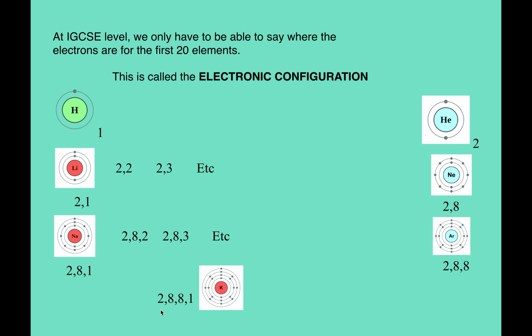You just need to understand and to know that potassium, instead of that last electron going into the third shell, it goes into the fourth shell. And we'll forget that the third shell has got 18 capacity for the time being. So potassium's electronic configuration is 2, 8, 8, 1. And calcium's is 2, 8, 8, 2. And that's what you're expected to know for IGCSE.